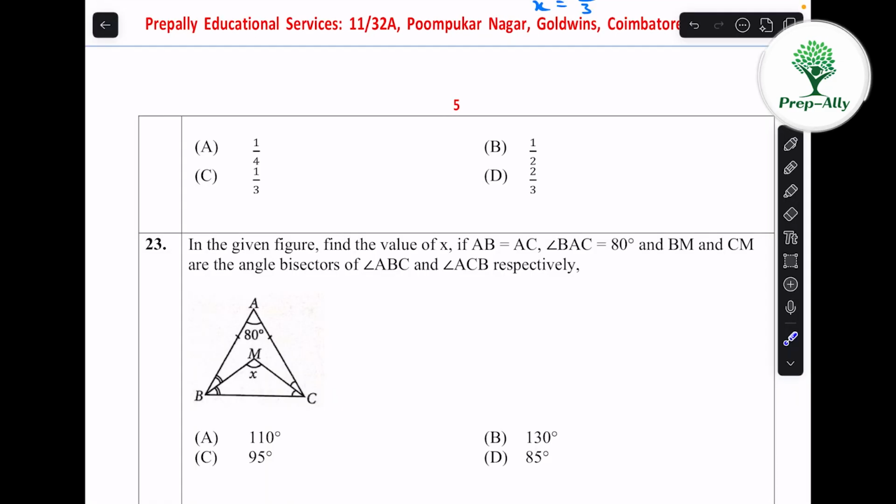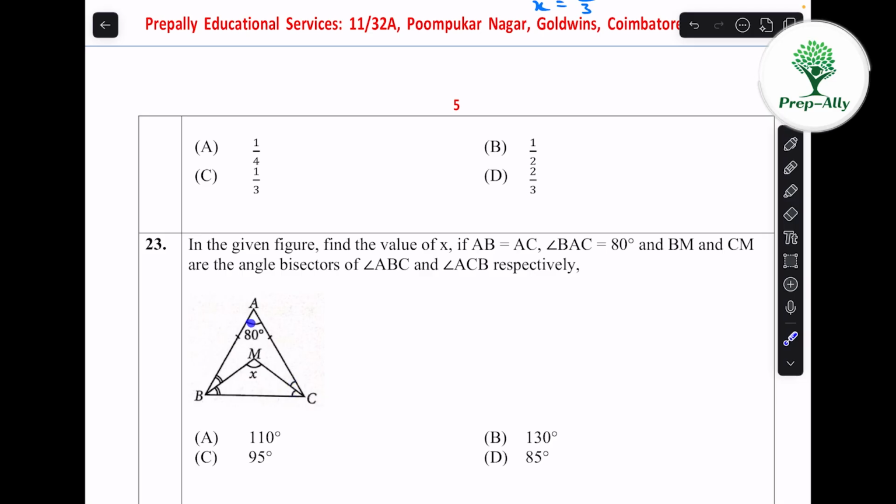Let's see how to solve this question. The question is: in the given figure, find the value of x if AB equal to AC. AB equals AC, angle BAC is 80 degrees, and BM and CM are the angle bisectors of ABC and ACB. Angle bisector means this angle equals this angle and this angle equals this angle, right here.